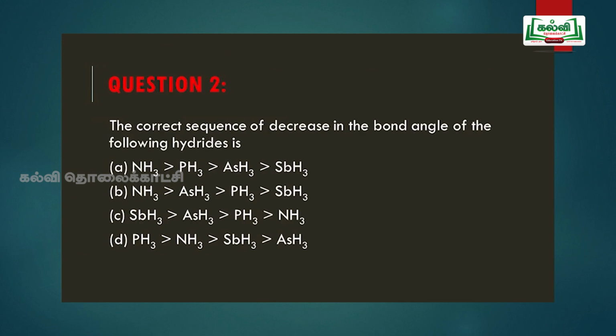Then question number 2, correct sequence of decrease in bond angle of the following hydrides. You know what the factor is we should use? The electronegativity of the central atom. You see, only the central atom is different. Electronegativity of the central atom decreases, bond angle also decreases. So the correct answer for this question is A, because the electronegativity decreases in the order nitrogen, phosphorus, arsenic, antimony. So bond angle also decreases. So the correct option is A.